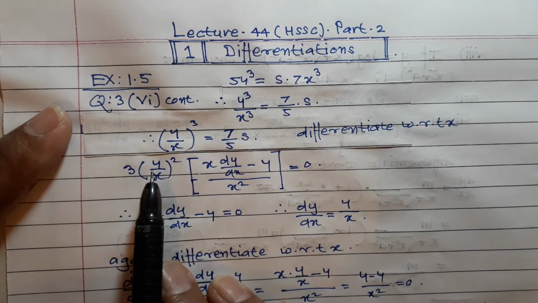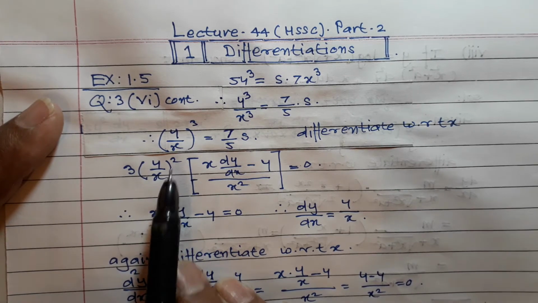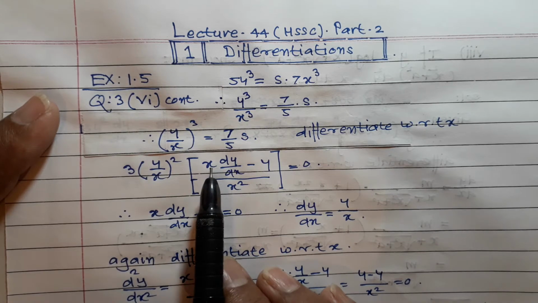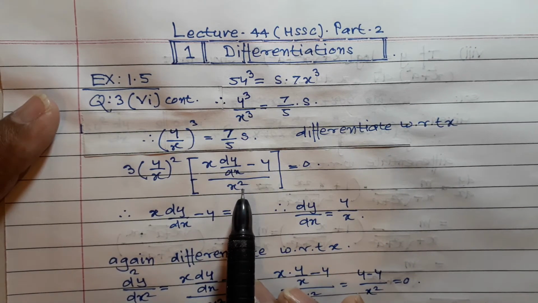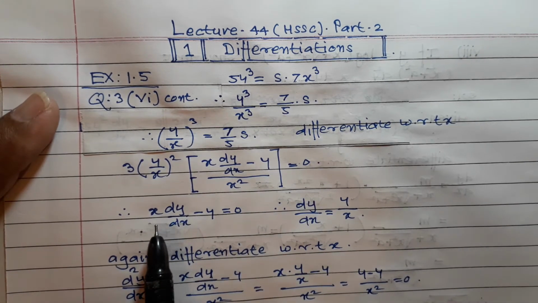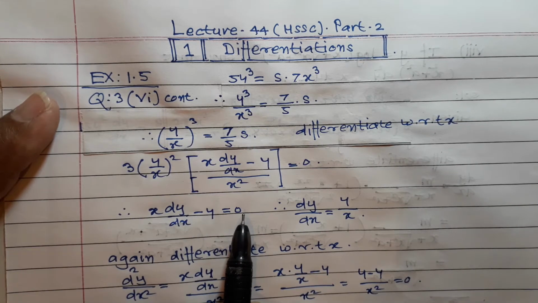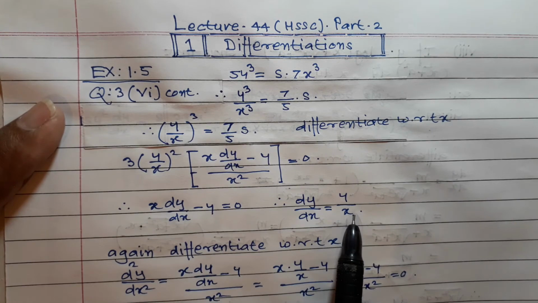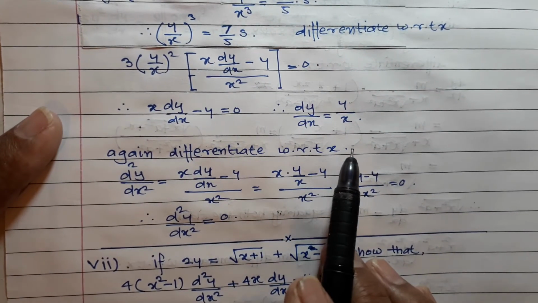3 y upon x square into bracket x dy dx minus y upon x square is equal to 0, and therefore x dy dx minus y is equal to 0, and therefore dy dx is equal to y upon x. Again differentiate with respect to x.